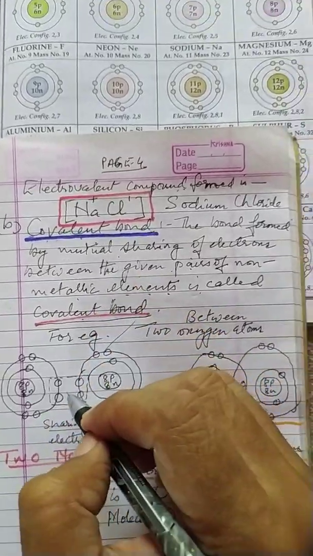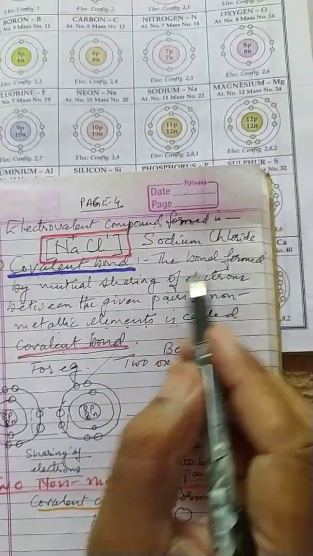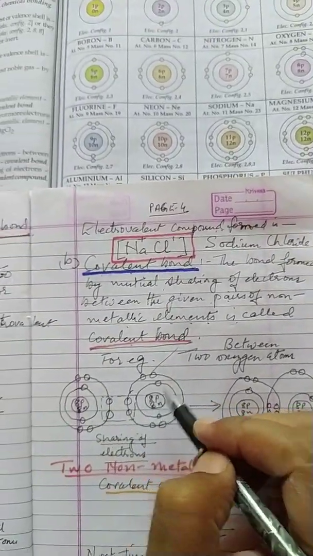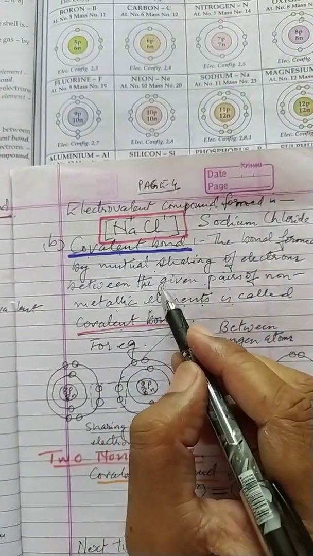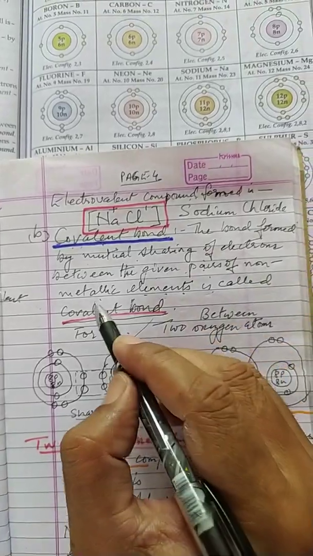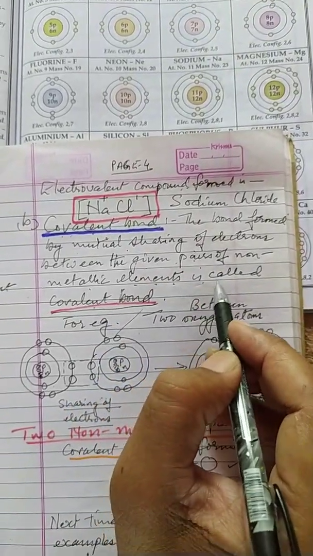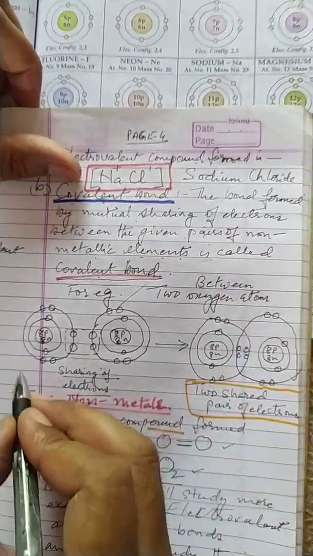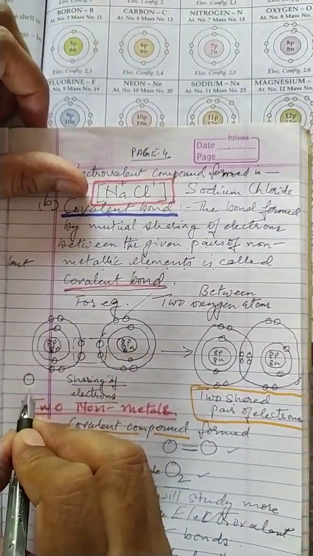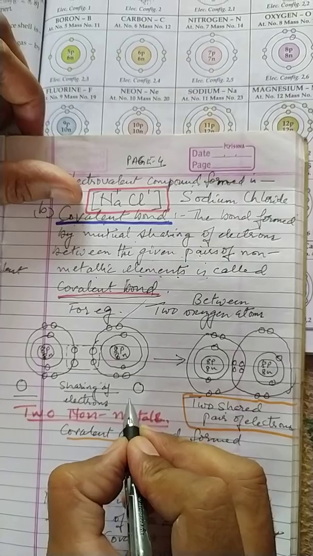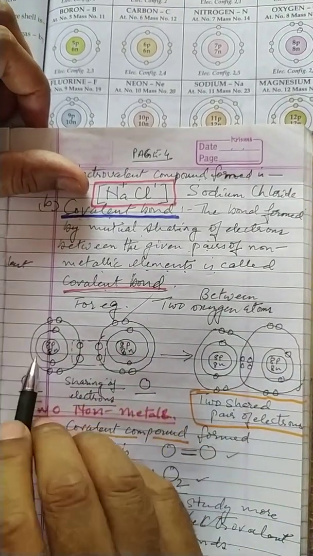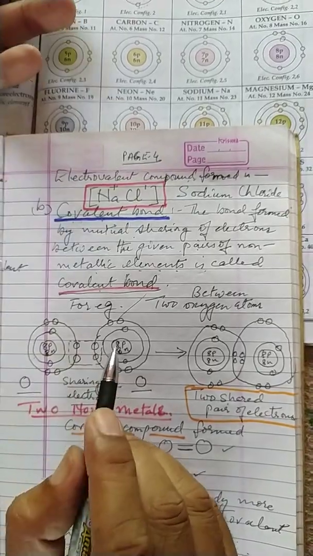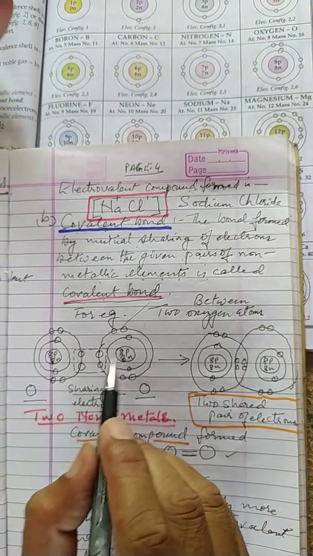What is covalent bond, children? The bond formed by mutual sharing. There is a mutual sharing of electrons between the given pairs of non-metallic elements is called covalent bond. Now let us see here. We see here is an oxygen atom. Here is also an oxygen atom. These both are oxygen atoms. And as you know, oxygen has got 8 electrons. Its atomic number is 8.